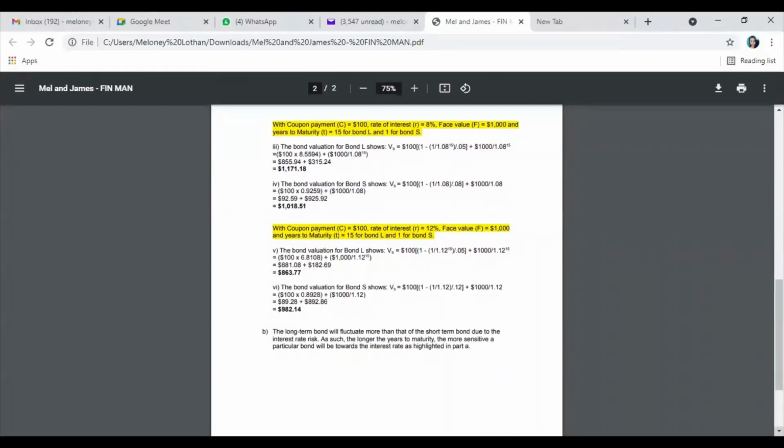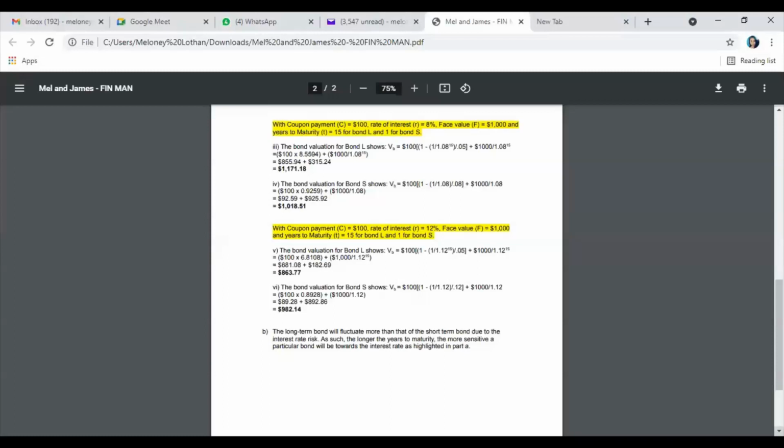We will be doing a similar application for part 2. Only thing, this time we will be using the interest rate of 8%. So R in this case will be 0.08. We'll be using it as a decimal, not as a whole number. So the first part of the calculation will be 100 times 8.5594, and we'll add that to 1,000 divided by 1.08 raised to the 15. That will give you a result of $1,171.18.